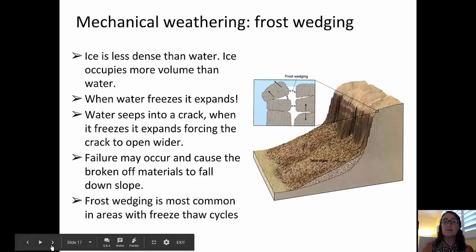So let's look at different types of mechanical weathering now. The first one is frost wedging. Now, frost wedging is common in areas where there is a freeze-thaw cycle. And it happens because ice is less dense than water, meaning it occupies a larger volume than water. So when water seeps into a crack and freezes, it expands, which opens up that crack. And over time, it can cause the material to fail, which may cause it to fall downslope. And at the bottom of the slope in this picture, you can see the material that's accumulated from frost wedging higher up on the hill, and that accumulation is called a talus slope.